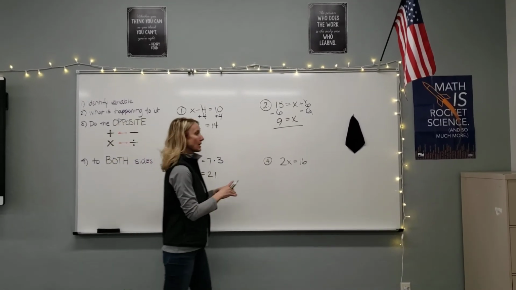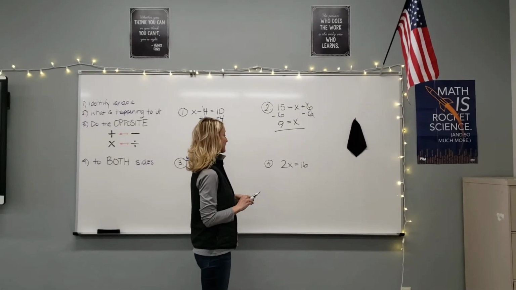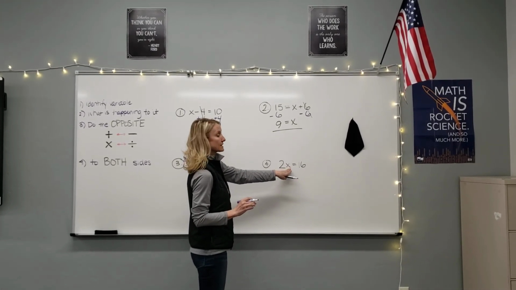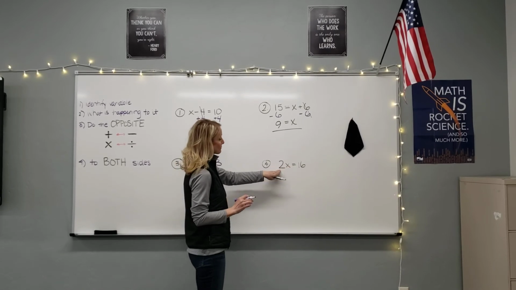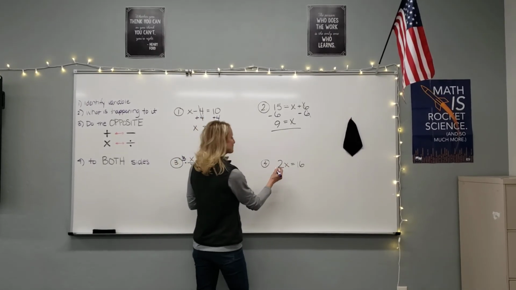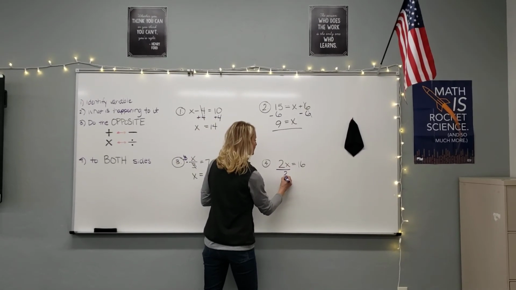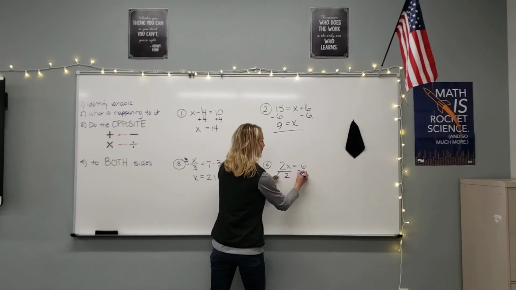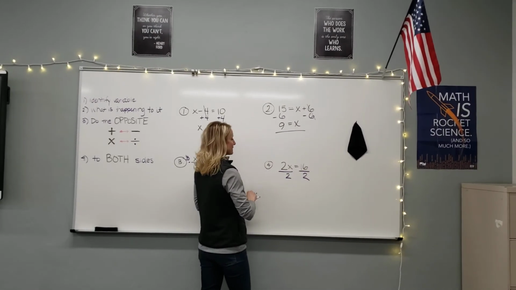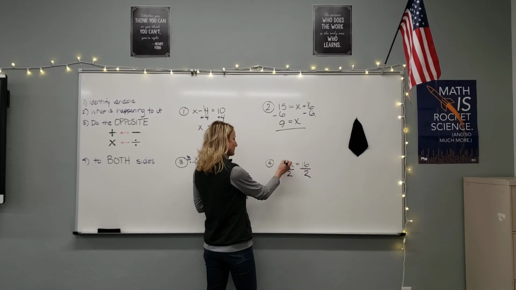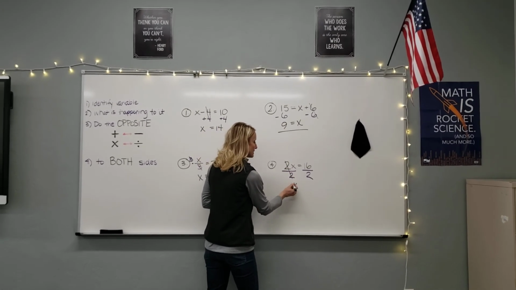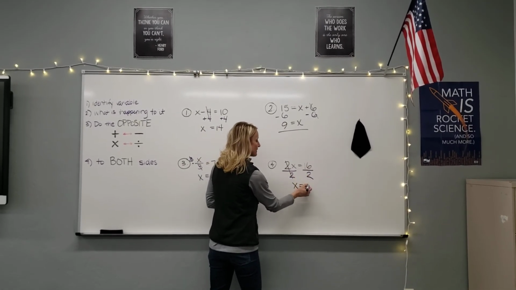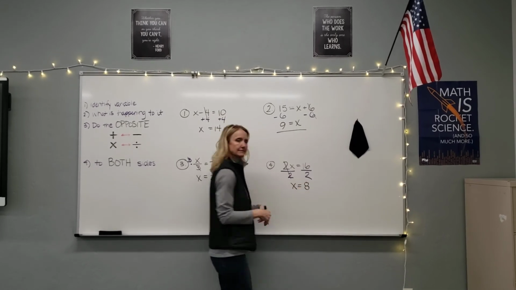And the last one, pause again. Try this one on your own, okay? Right here we identify our x. It's being multiplied by 2. The opposite of multiplying by 2 is dividing by 2. What I do to one side, I have to do to the other. X times 2 divided by 2, those drop out. And we have x equals 16 divided by 2 is 8. Ta-da!